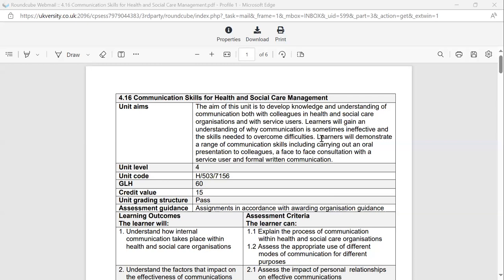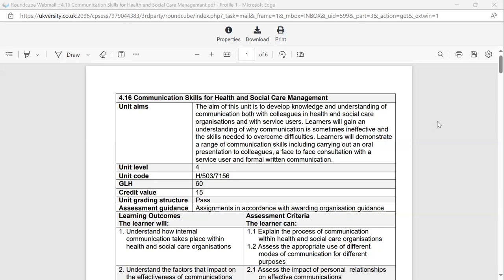Okay, morning. My name is Shazia Khan, and today's session is 4.16 Communication Skills for Health and Social Care Management. Today we'll be doing Learning Outcome 1. The aim of this unit is we're just going to go through the module spec with you. The aim of the unit is to develop your knowledge and understanding of communication, both with colleagues in health and social care organisations and with service users.